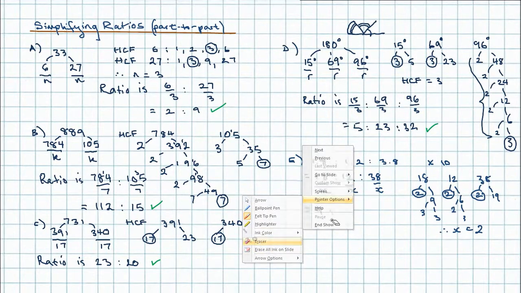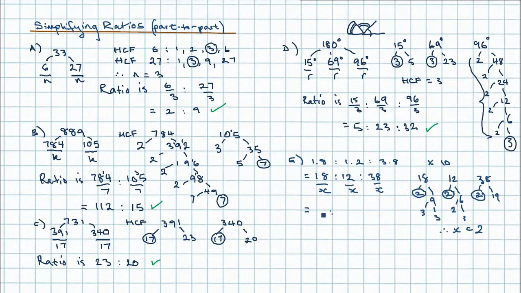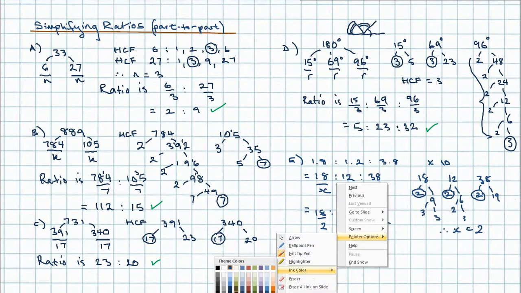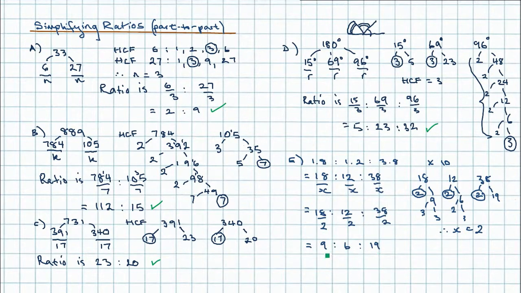Let's write it out fully so that it's very clear what we're doing. Okay, so 18 divided by 2, which is 9, 12 divided by 2, which is 6, to 38 divided by 2, which we've already worked out is 19. So again, quick check just to make sure that this can't simplify any further. 3 is a common factor of 9 and 6, but it is not a common factor of 19. So that's as simplified as we can make this ratio. So we'll say that's correct.